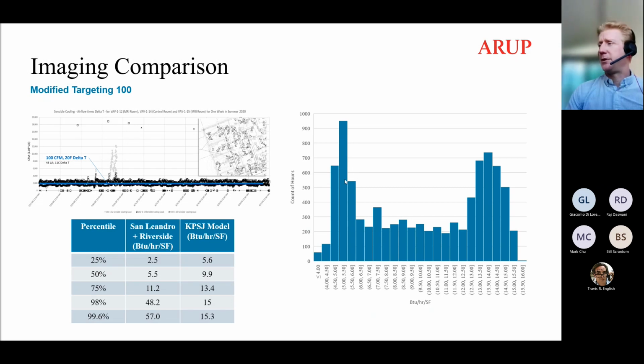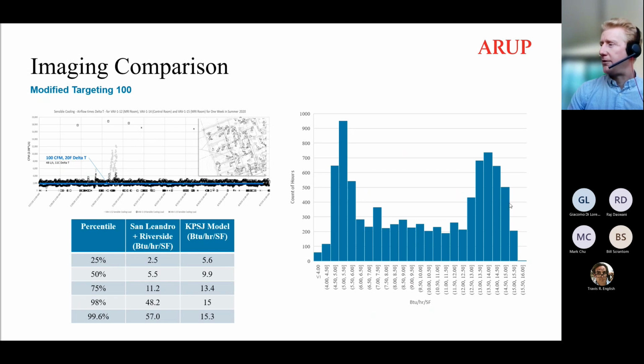What we end up with is a similarly strong peak on the lower end that matches fairly well what we see in the smaller data set, a constancy of around 6 BTU per hour per square foot, a little bit lower than that in where the peak occurs. It's a bit higher than the data that was from San Leandro and Riverside, though it starts to agree at the 75% level.